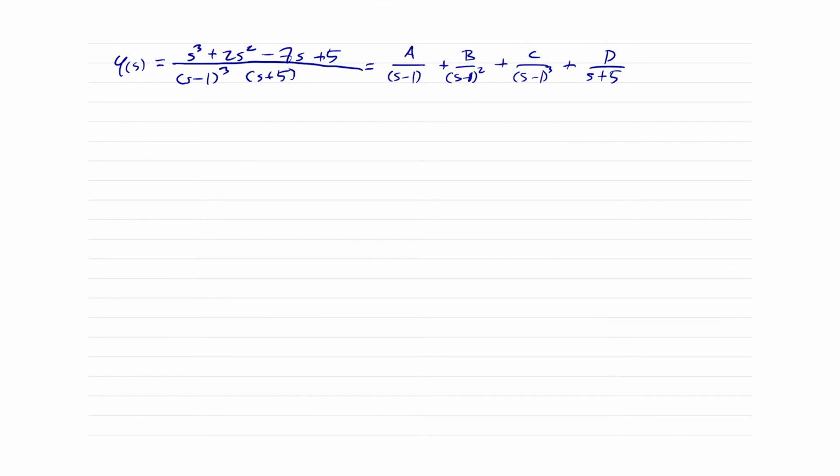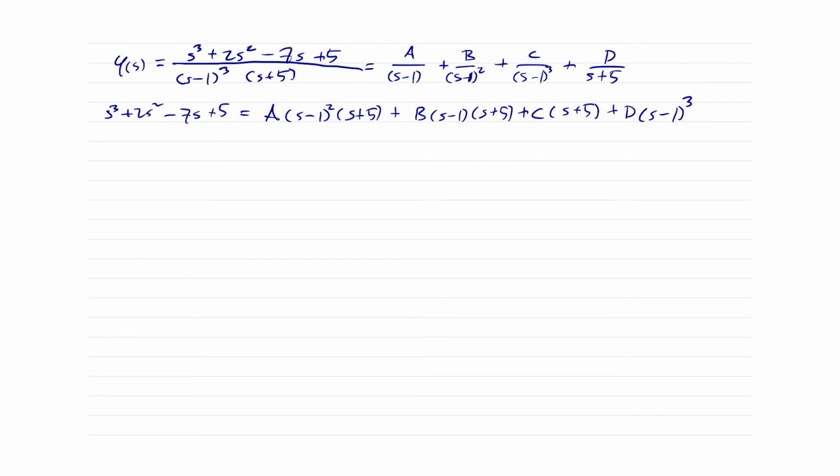All right, well, let's go ahead and multiply both sides by the denominator here. And what is that going to give me? Well, it gives me s cubed plus 2s squared minus 7s plus 5 on the left is equal to a times (s minus 1) squared times (s plus 5) plus b times (s minus 1) times (s plus 5) plus c times (s plus 5) plus d times (s minus 1) cubed. All right, there's no real pretty way of solving this. So let's go ahead and talk about how to do it.